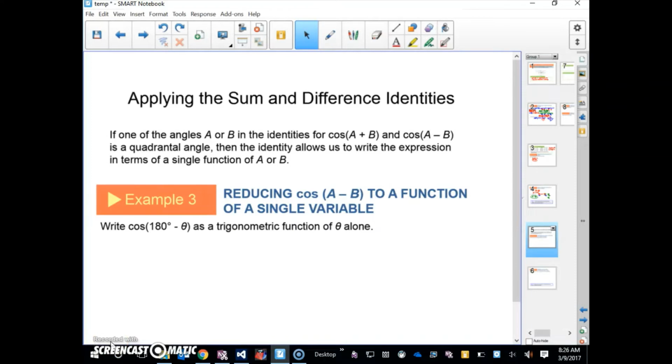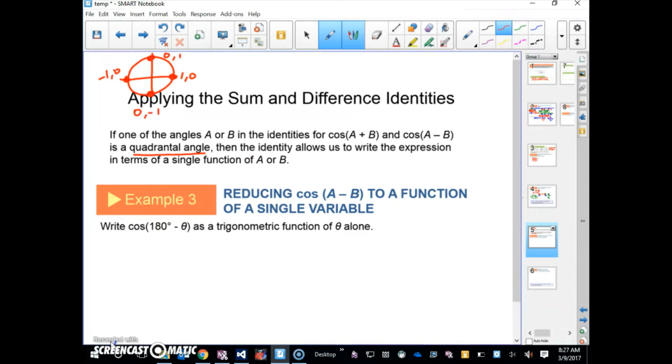Applying sum and difference identities. If one of the angles A or B in identities is a quadrantal angle, then the identity allows us to write the expression in terms of a single function. I find that students are not very good at this concept, even though you should be. Remember, the quadrantal angles are the ones that I said you all should know. Quadrantal angles put us in these positions.